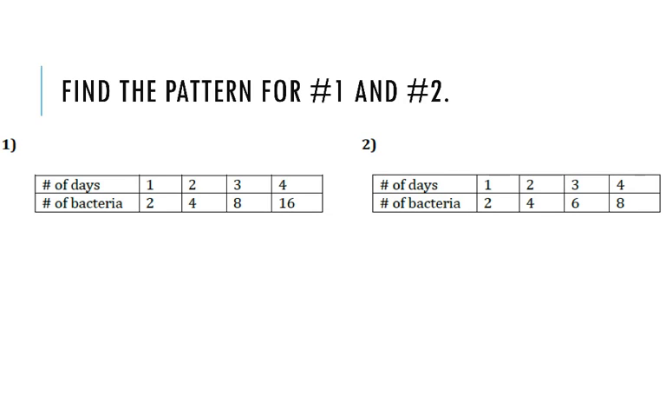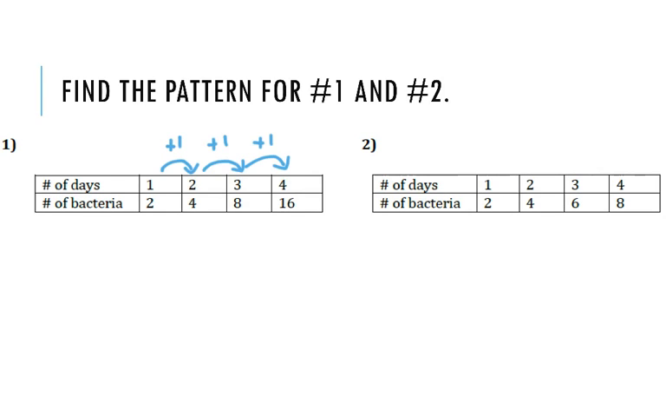So looking at number 1, if we look at the top row of this table and look at how the days are changing, the change from 1 to 2 is 1, so we're increasing by 1 day. From 2 to 3 is 1. From 3 to 4 is 1. So we're changing by 1 day each time. And let's see how the bacteria changes.